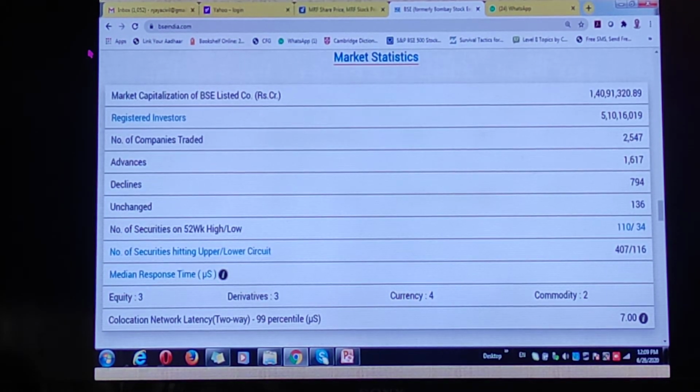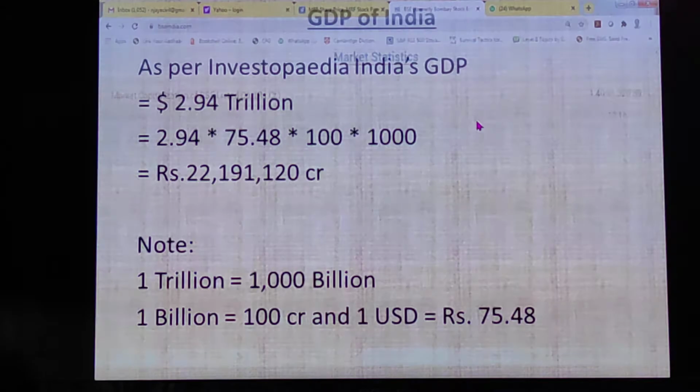If we go to the bseindia.com website and scroll down, you can see the market statistics. We can see the market cap of all the companies given by the Bombay Stock Exchange. So we don't have to calculate the market cap of all the companies. This data is readily available from the bseindia.com website.